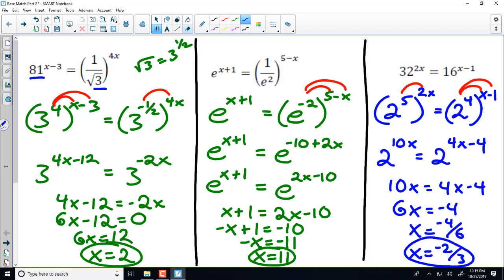So in all three of these problems, we could make the bases match. We just need to do a little manipulating, and then once the bases matched exactly, we set the exponents equal to each other and solve for x.